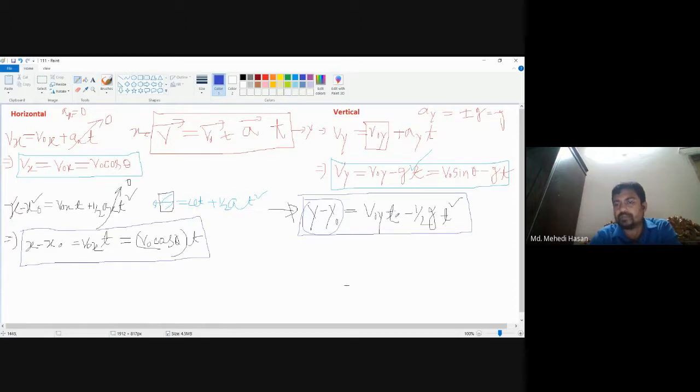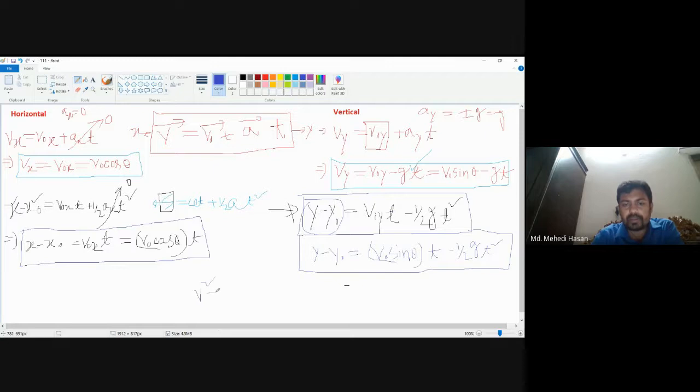y mainly represents height, so y minus y naught gives you the height at the time t you use. And another form of this equation will be y minus y naught equal to v naught sin theta t minus half gt square. This is in magnitude form. So this is mainly the second equation in the vertical case.